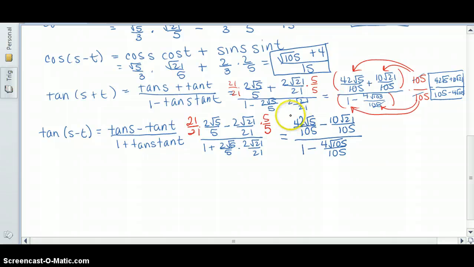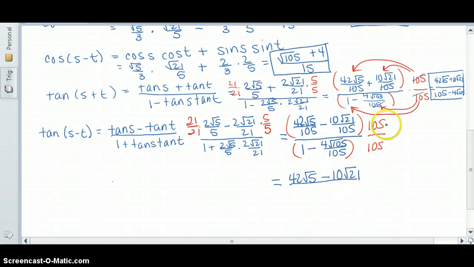So now again, what we're going to do is multiply the numerator by 105, and multiply the denominator by 105. So when I do that, I end up getting 42 root 5 over 105 times 105 is just 42 root 5. 10 root 21 over 105 times 105 is 10 root 21. So I'm done with my numerator. Now I'm going to distribute 105 in the denominator. So 105 times 1 is 105. 4 root 105 over 105 times 105 is 4 root 105. And so there is our answer.